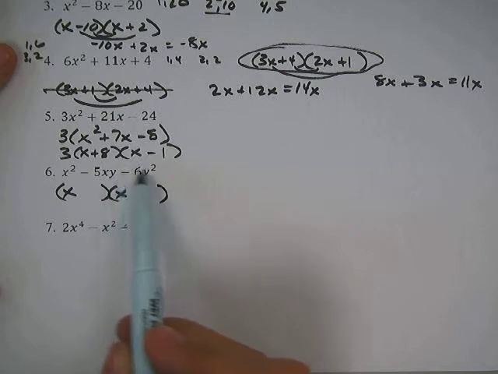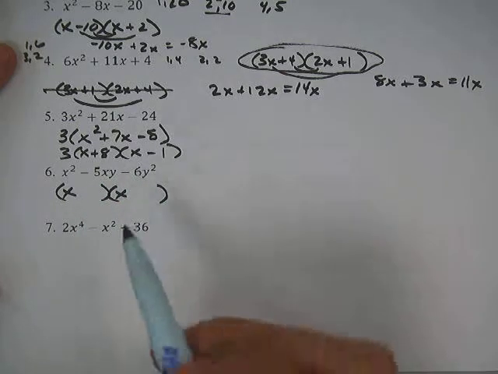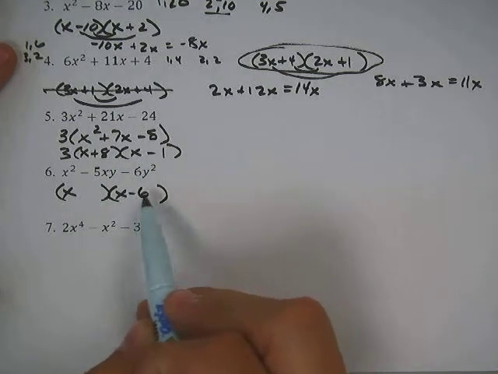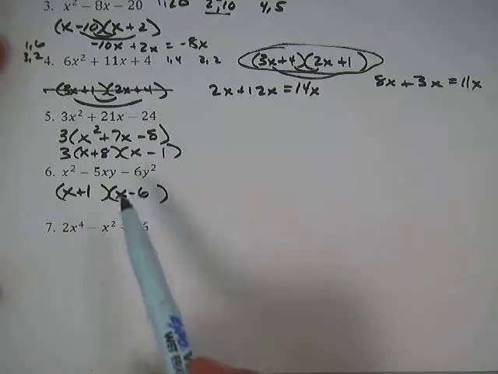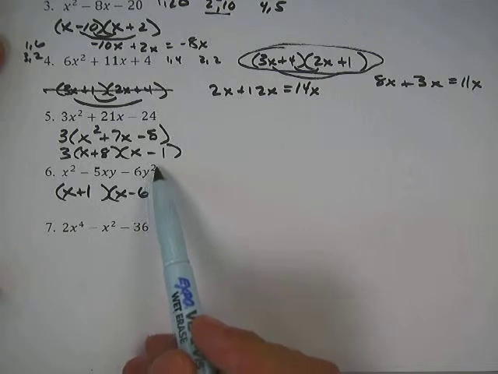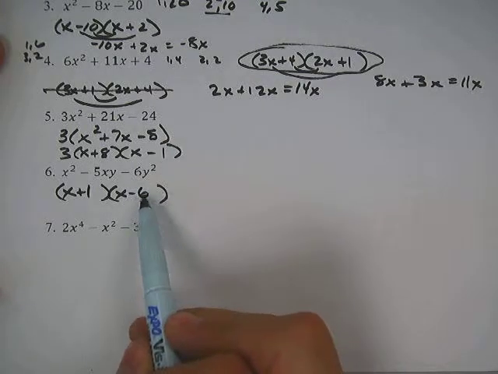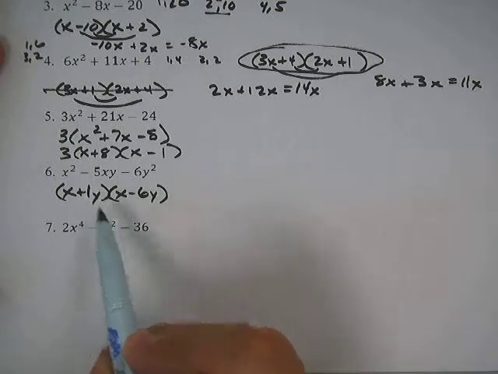And then what are the factors of negative 6 that add up to negative 5? Well, I would do negative 6 and positive 1. But what you have to remember is it's not negative 6, it's negative 6y squared. So factors aren't going to be negative 6 and 1, but rather they're going to be negative 6y and 1y.